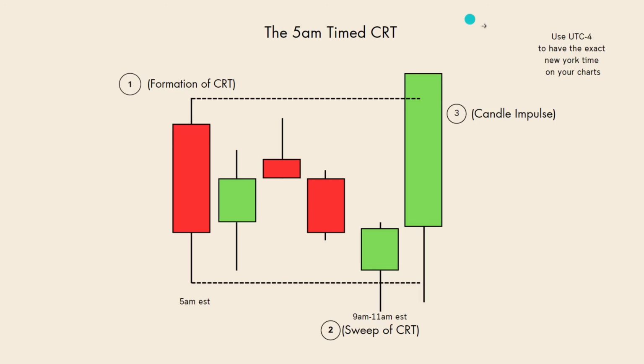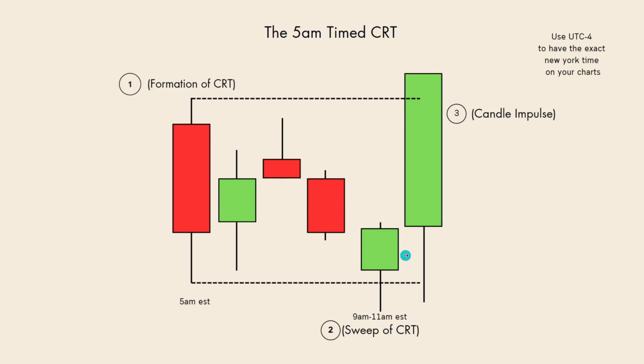Now, you want to make sure that you are using the UTC -4 on your chart, because that will allow you to have the exact New York times, which I'll be referencing in this video. Now, the same flow happens. We want to wait for our formation of our CRT, which will mainly be our 4-hour 5 a.m. candle. Now, the sweep, which can either happen from 9 a.m. to 11 a.m. Eastern Standard Time, which are our two main parts of this entire theory.